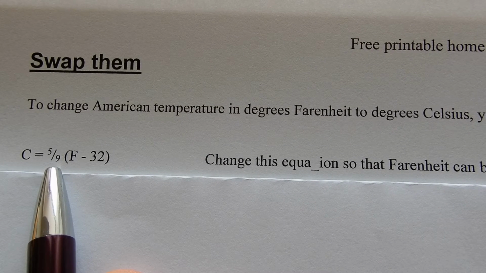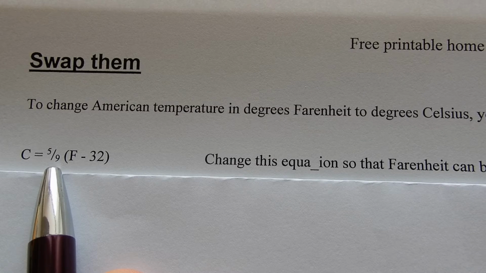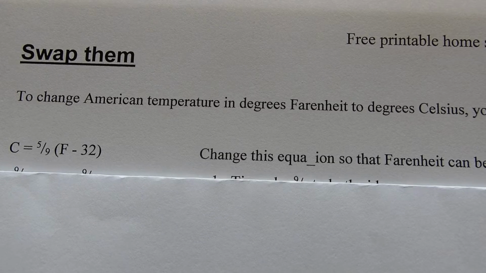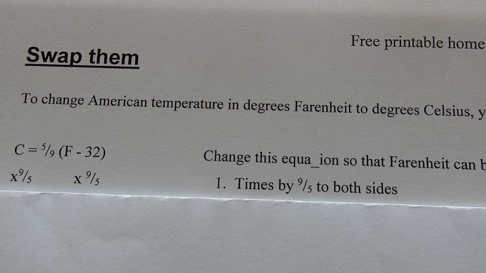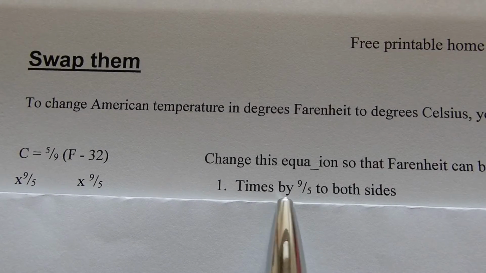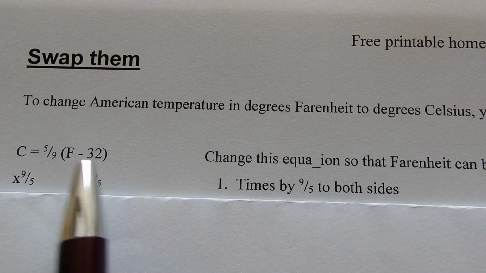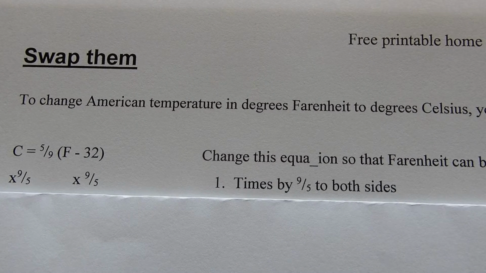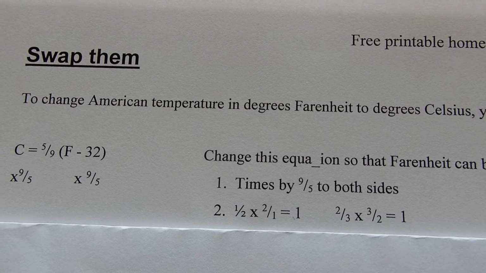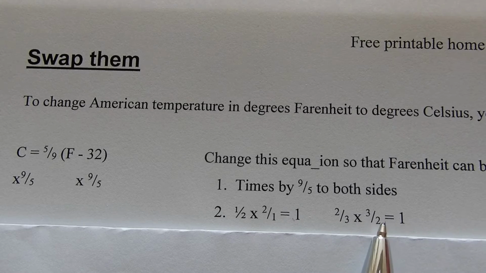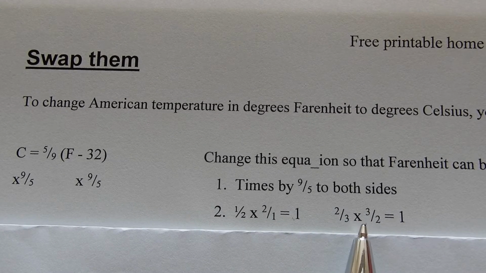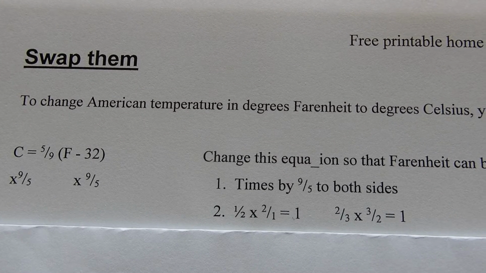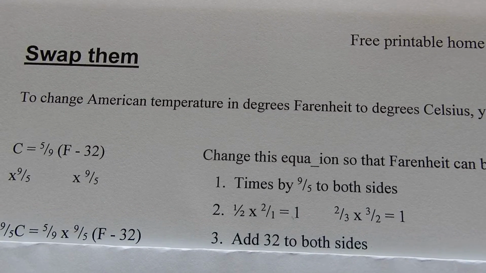Just like 2 is the opposite of a half and 1/3 is the opposite of 3, the opposite of 5 over 9 is 9 over 5. So we times both sides by 9 over 5. 5 over 9 times 9 over 5 will give you 1. A half times 2 over 1 equals 1. 2 over 3 times 3 over 2 equals 1. 9 over 5 times 5 over 9 equals 1.